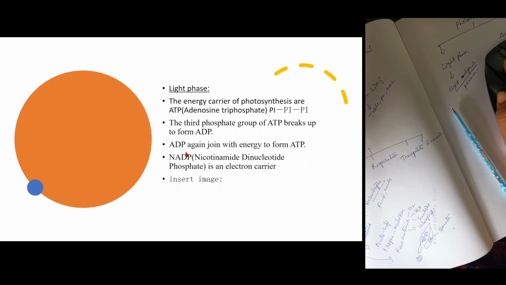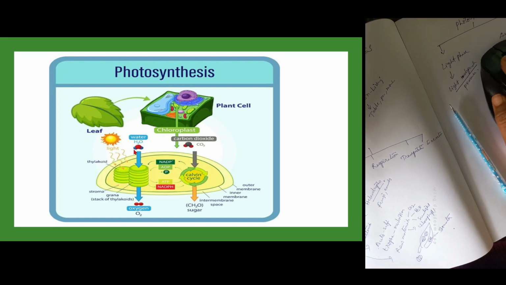And one more assimilatory power is the NADP. This NADP is called nicotinamide adenine dinucleotide phosphate. It is an electron carrier. So, the mechanism of photosynthesis. As you know, photosynthesis occurs in two phases, light phase and dark phase, as we studied. And the light phase is a light dependent phase.